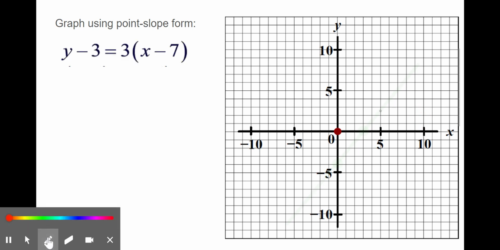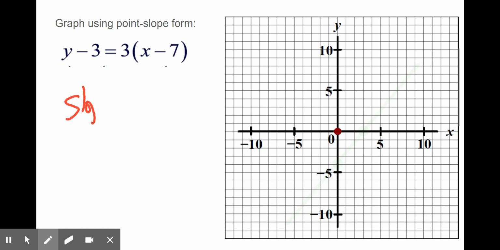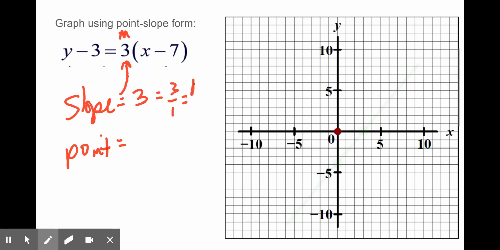Here's the next one: y minus 3 equals 3 times the quantity x minus 7. This is written in point slope form, so we're going to be able to get a slope from this and a point from this. Here's my slope. It shows up right there. This is where the m is. My slope is going to be 3, which I'm going to turn into a 3 over 1, so I can use rise over run.